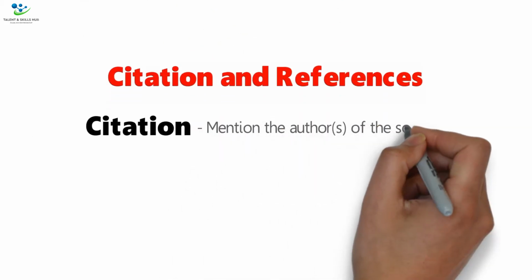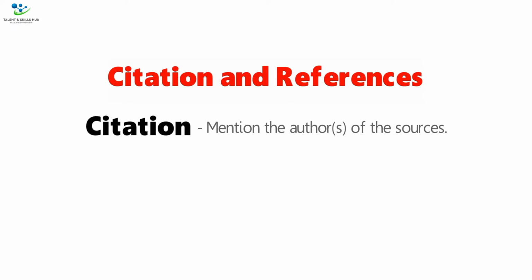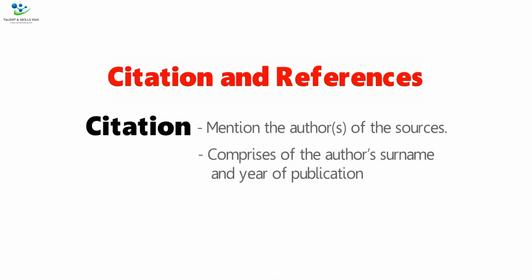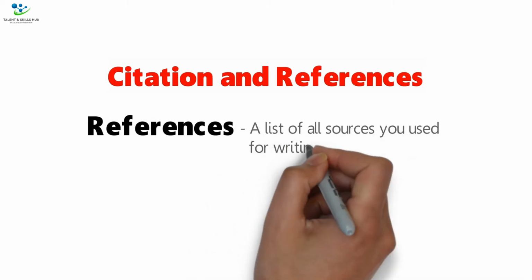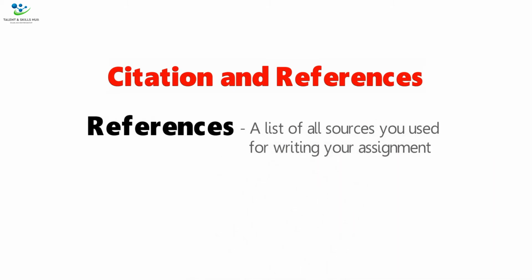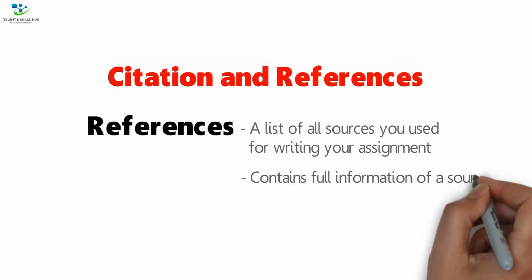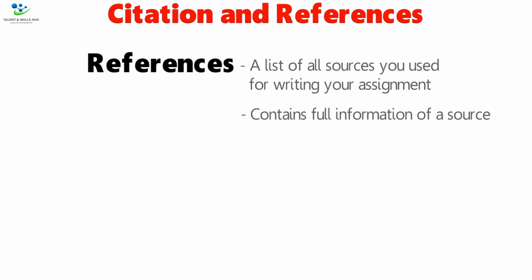Citation is to mention the authors of the sources in the text or body of the assignment. It comprises the author's surname and year of publication. References are a list of all sources you used for writing your assignment, and is placed after the conclusion of your assignment. Reference contains full information of a source.